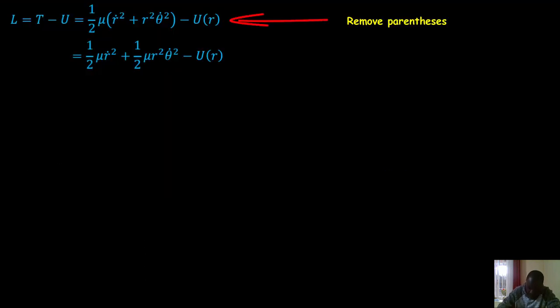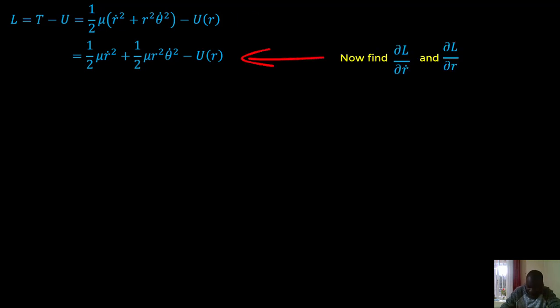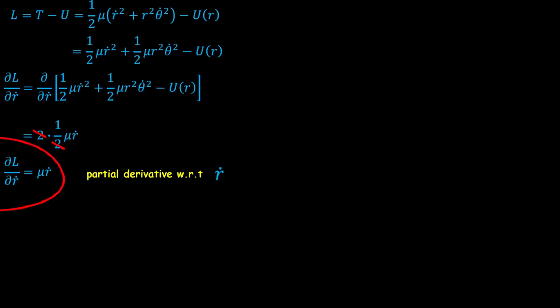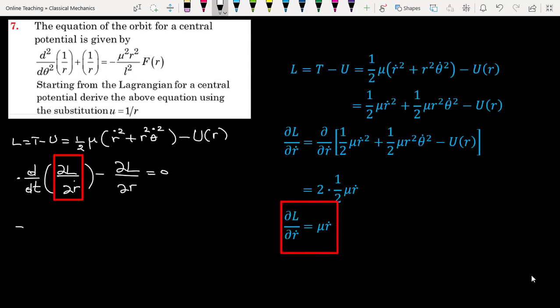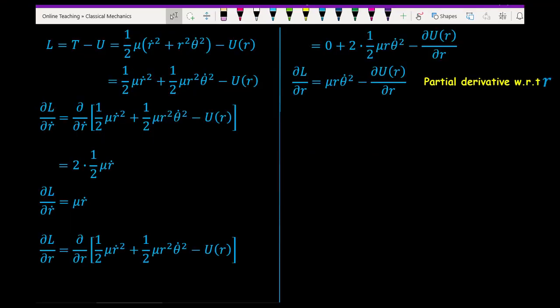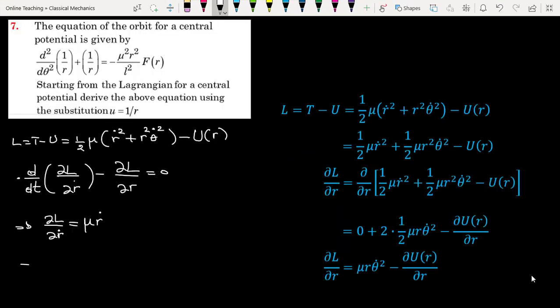Now I remove the parentheses to expand the Lagrangian, and now I find these partial derivatives. You see how I got them. The partial derivative of the Lagrangian with respect to r dot, and now I find the partial derivative of the Lagrangian with respect to r.